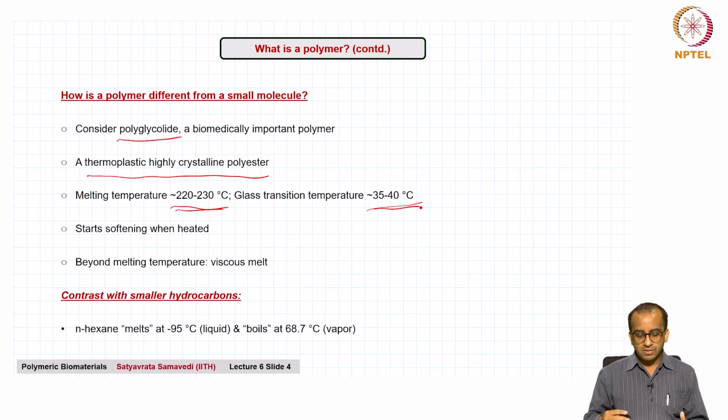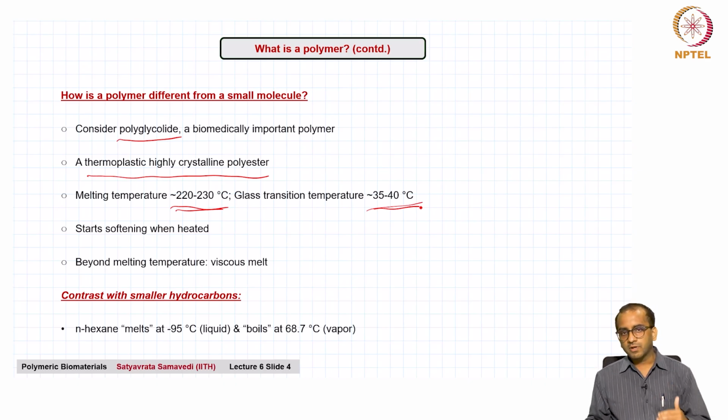The other thing is, I am mentioning two specific properties here. One is a melting temperature, the other is a glass transition temperature. Again, why don't you search a little bit right now to get a sense of what these terms mean. We will do a far more detailed formal analysis in due course, but it might help if you do a quick search to understand what glass transition temperature actually means for PGA.